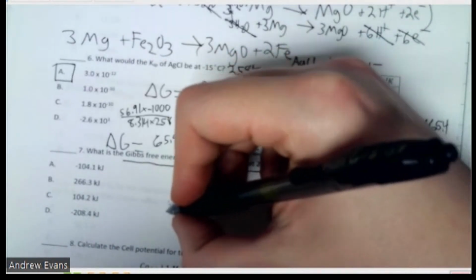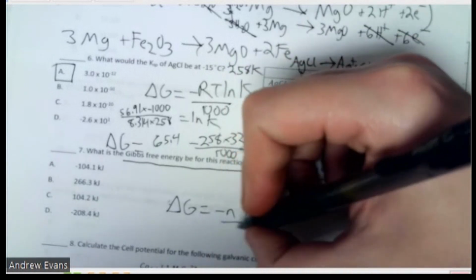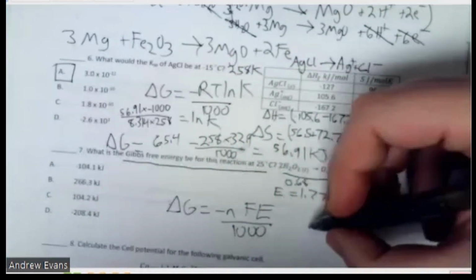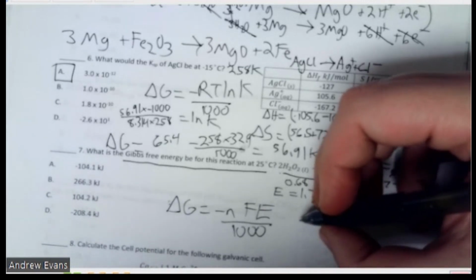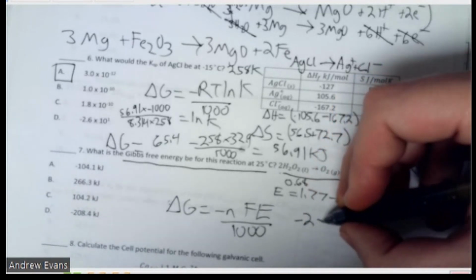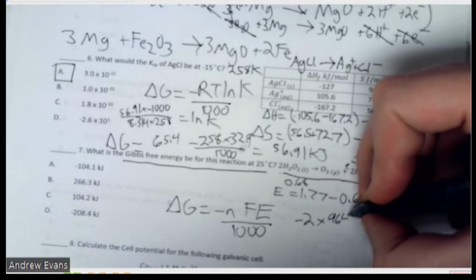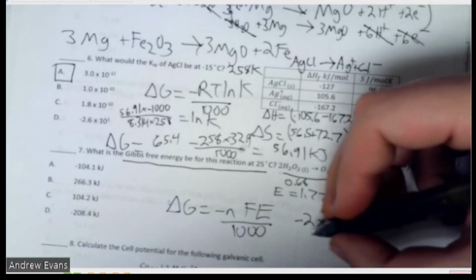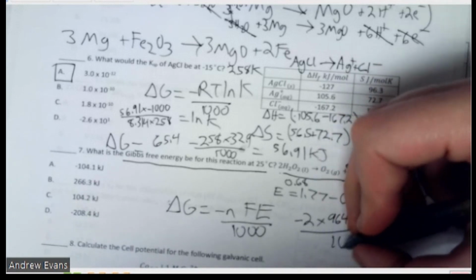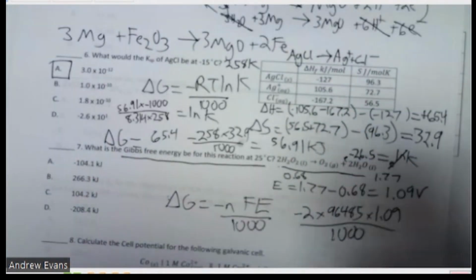Well, delta G is equal to negative NFE divided by 1,000. So at N, we can look at our 2 reactions to see N is 2. So negative 2 times 96485 times 1.09 divided by 1,000. You get negative 208 or close enough to that.